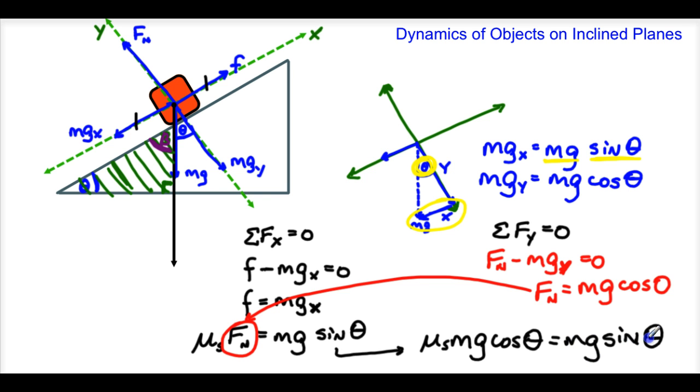And really, depending on what you're looking for, what you're solving for in this problem, you could algebraically maneuver to isolate the unknown.